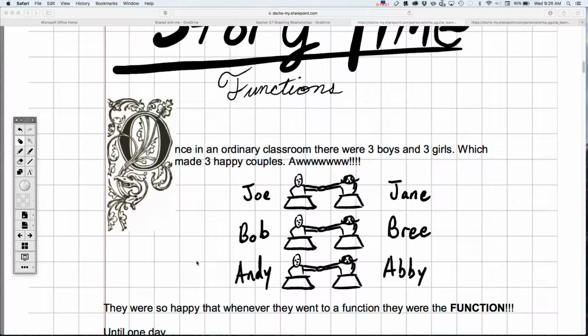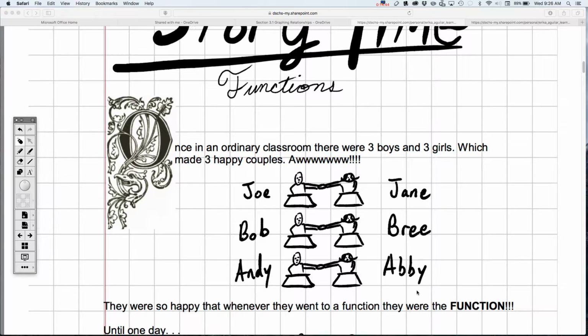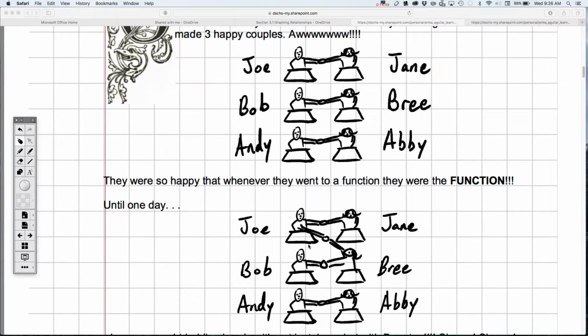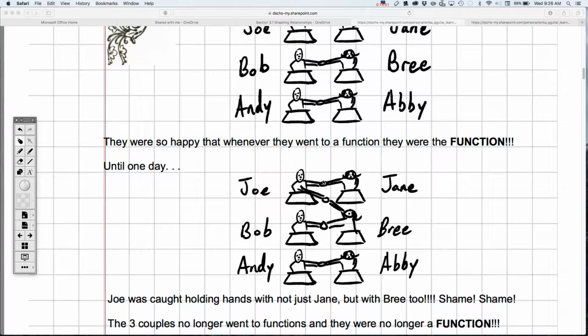There were 3 boys, and 3 girls, which made 3 happy couples. So you have Joe, Bob, Andy, Jane, Bree, and Abby. They're all holding hands. They were so happy that whenever they went to a function, they were the function.